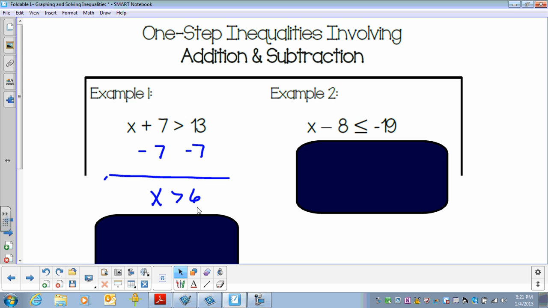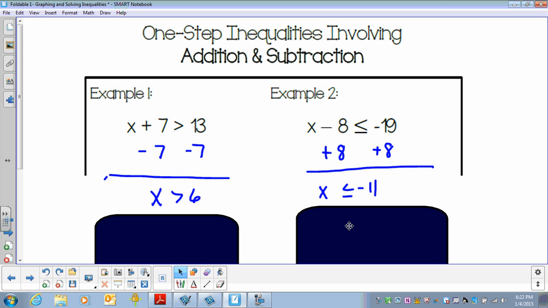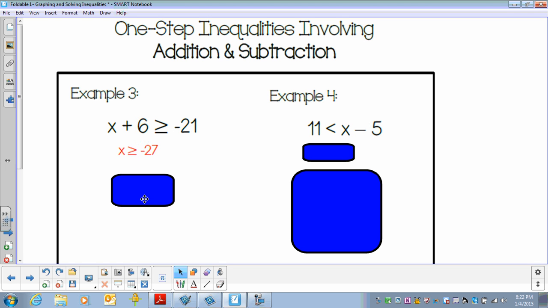Example 2, x minus 8 is less than or equal to -19. We want to isolate x, so we add 8 to both sides. So our answer is x is less than or equal to -11. Example 3, x plus 6 is greater than or equal to -21. Subtract 6 on both sides, and x is greater than or equal to -27.